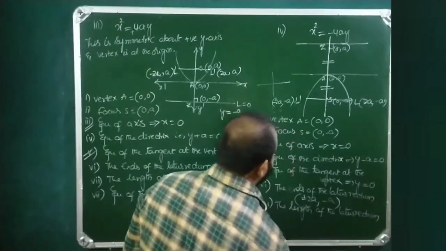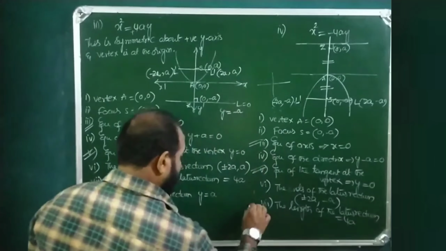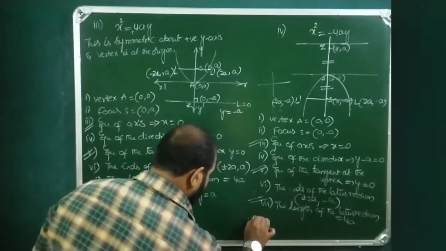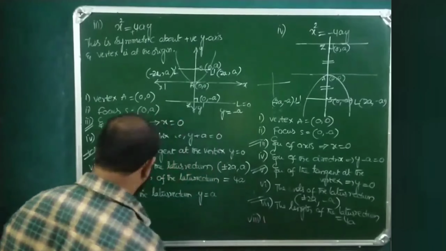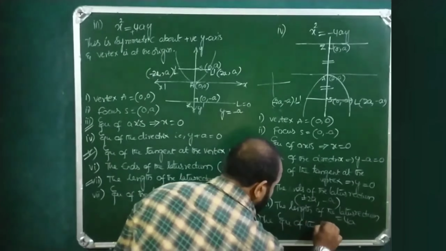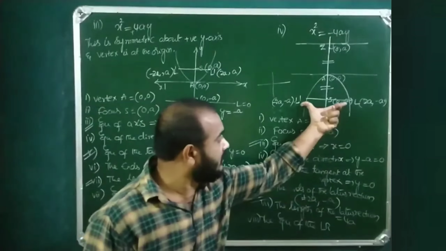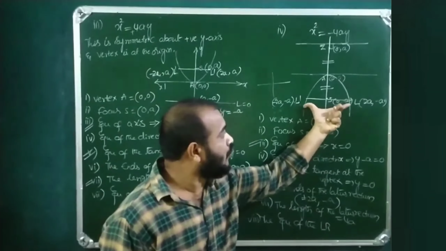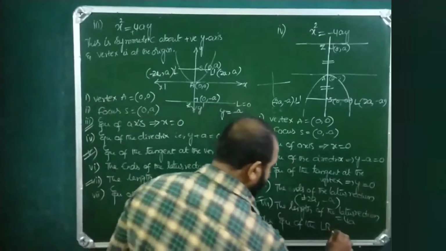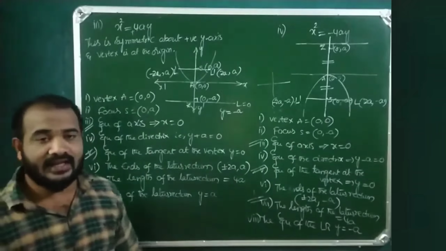This is equal to 2a and this is 2a, so this is 4a. That means this and this are not going to be changed. And the final one is the equation of the latus rectum. So the equation of the latus rectum, that means this is the line. This line is parallel to the x-axis. Y is equal to something. So y is equal to minus a. Here it is y equals plus a.